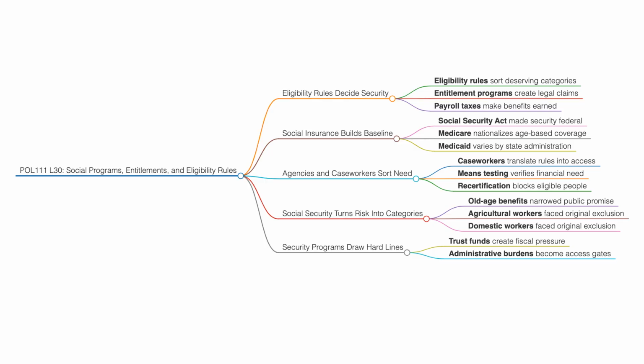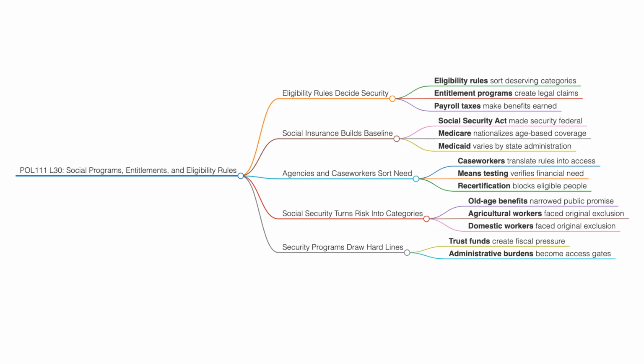A statute can promise security while drawing categories that protect white industrial workers more reliably than Black farm workers, domestic workers, or irregular laborers. Administrative capacity also shaped coverage. A payroll tax and records model worked best for workers already visible to formal employers and federal paperwork. People outside that record-keeping system faced weaker protection from the start.